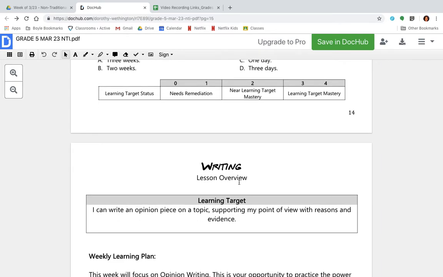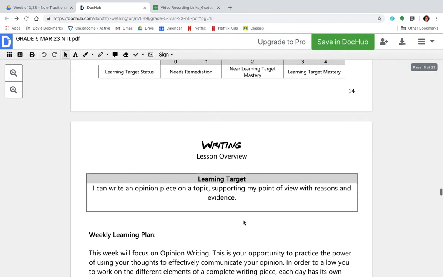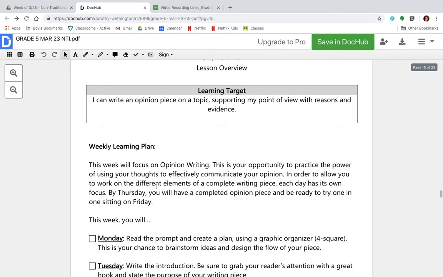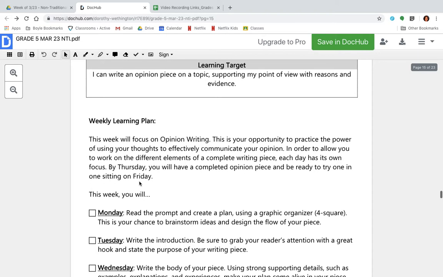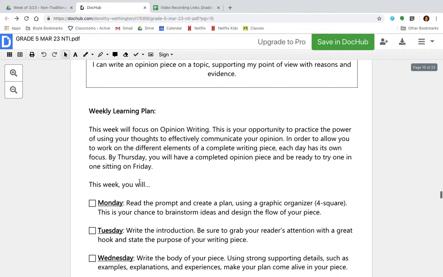Writing. Lesson overview. Learning target: I can write an opinion piece on a topic supporting my point of view with reasons and evidence. Weekly learning plan. This week we'll focus on opinion writing. This is your opportunity to practice the power of using your thoughts to effectively communicate your opinion.